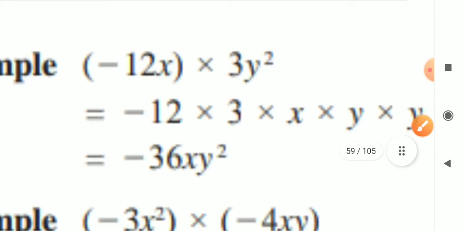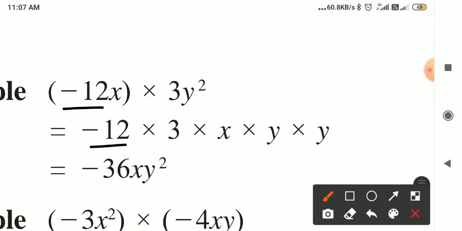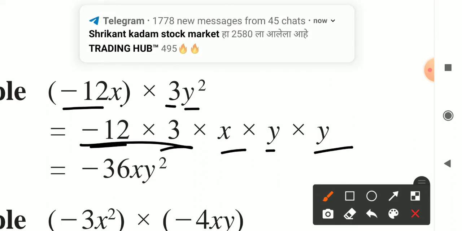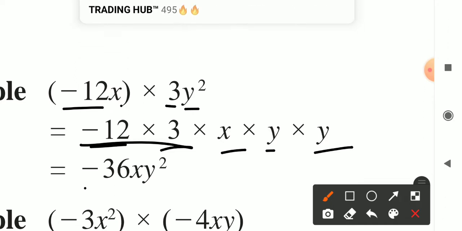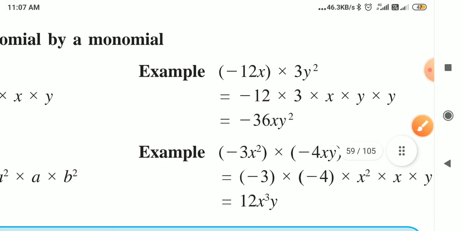Here it was solved already. Here it is given minus 12, numbers are taken together, x is written as it is, and y square means y into y, and the multiplication is minus 36xy square. That is the answer.